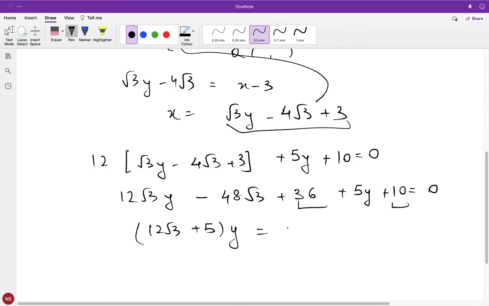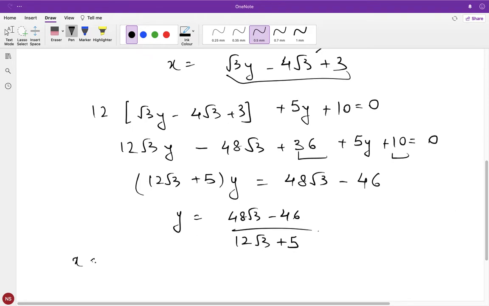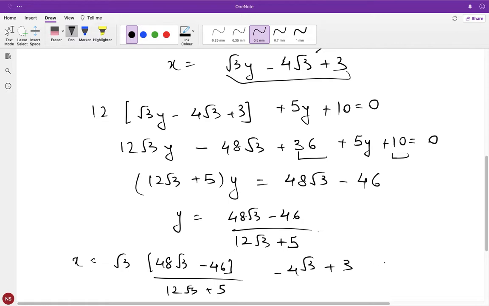46. When you take it to the other side, which is the RHS, 48 with a minus sign becomes plus, and 36 and 10 is minus. So y is 48 root 3 minus 46 by 12 root 3 plus 5. If y is this, what is x? I already have the relation over here. x is equal to root 3y, which is 48 root 3 minus 46 by 12 root 3 plus 5, minus 4 root 3 plus 3.